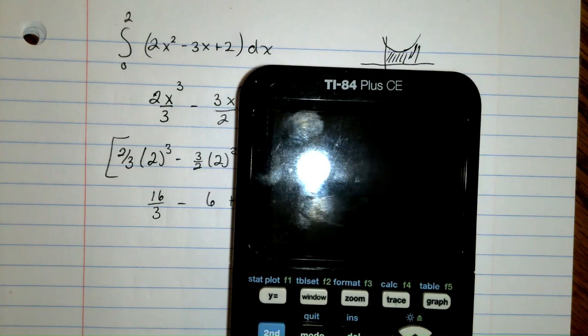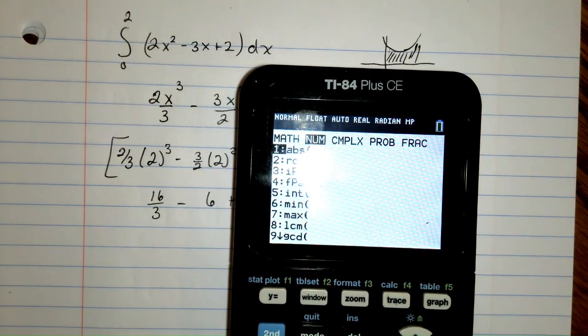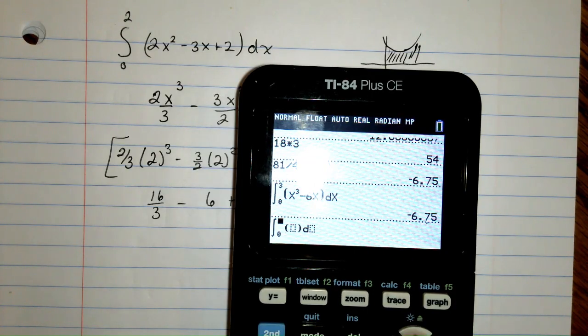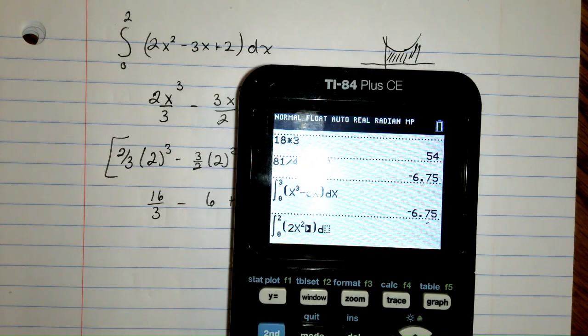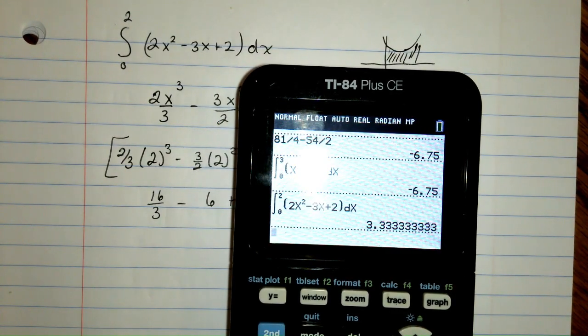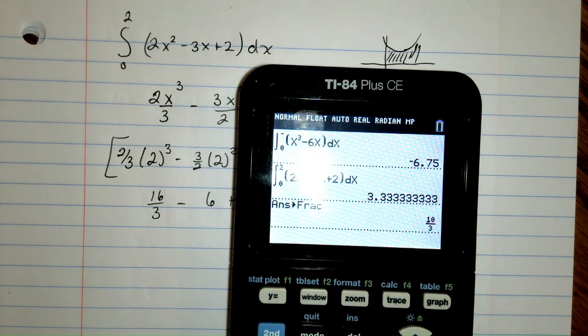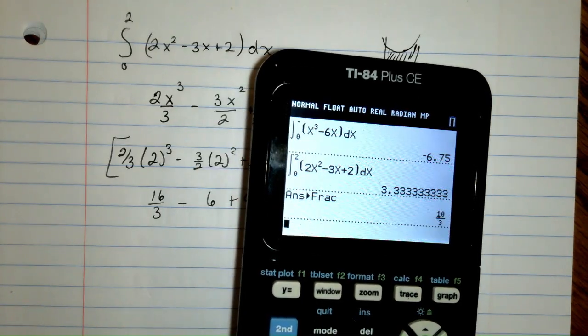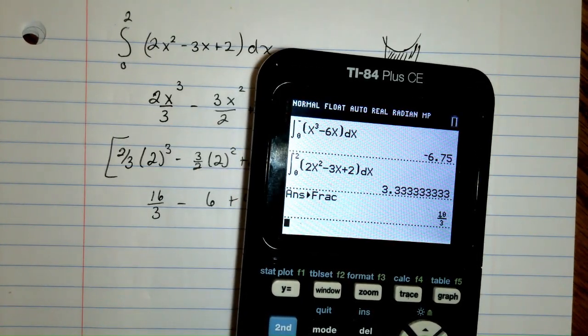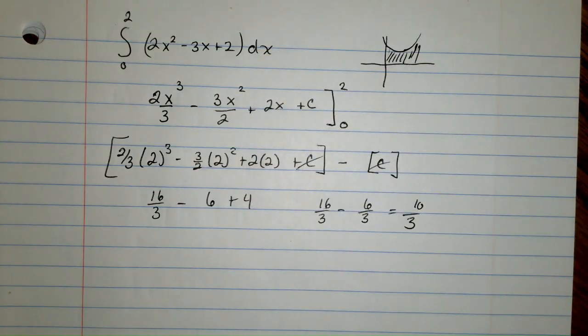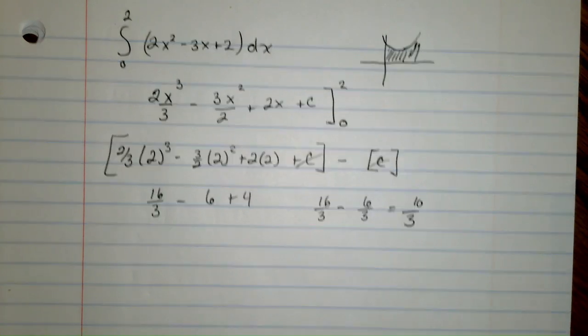Let's check it in our calculator. So go into our math function. We're going to come to integration number 9. We're going from 0 to 2 of 2x squared minus 3x plus 2 dx. 3.3 repeating, or 10/3, which I still have my thing in here from the last video I made where we did everything with areas. So this is definitely much faster and simpler than actually trying to do all the area rules.